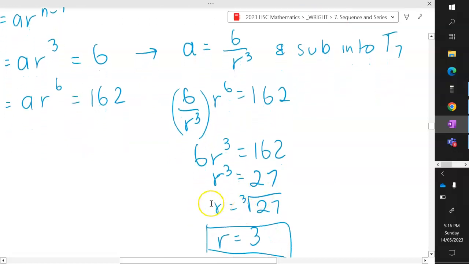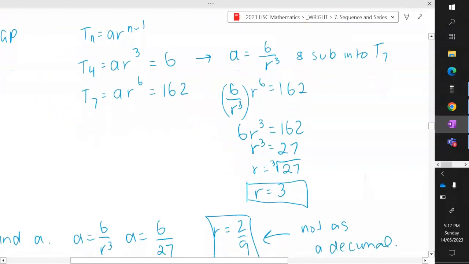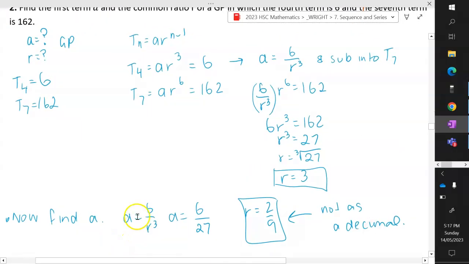There's that 3 there. So 6 R to the 3 is 162. Divide by 6. I get R to the 3 is 27. Or R cubed, sorry if you want to call it that. Take the cube root of 27 and I will get myself the value of 3. That's my first answer. It also wanted me to get A. I can pop that back into one of those two equations. So now I find A. A is 6 on R to the power of 3. A is 6 on 27, which breaks down to be 2/9.